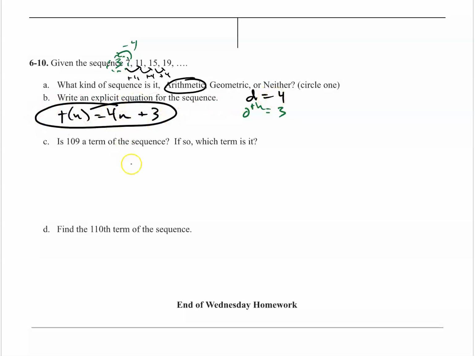All right, is 109 a term of the sequence? Let's find out. Can 4n plus 3 have an output of 109? What value of n would give that?